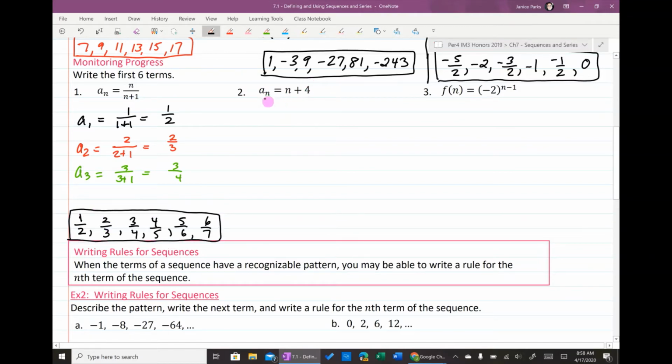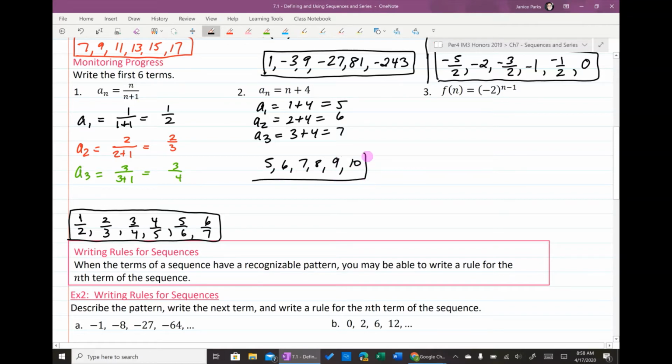For the second one, A1 is 1 plus 4. A2, the second term, is 2 plus 4. The third term is 3 plus 4. So you can already see the pattern. It's just going to be 5, 6, 7, 8, 9, and 10. And just like this one, they were adding 2. This one, they're adding 1. If you have a slope, if it's in y equals mx plus b format, then whatever the slope is is how much the number's going up every time.